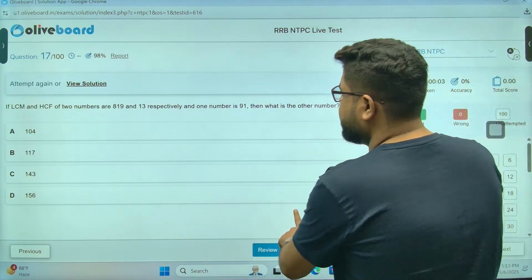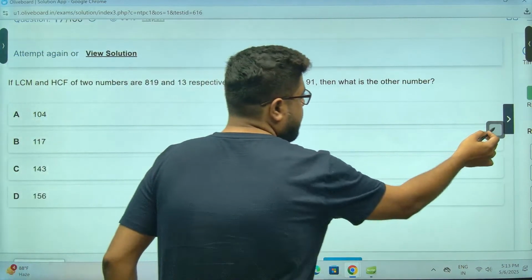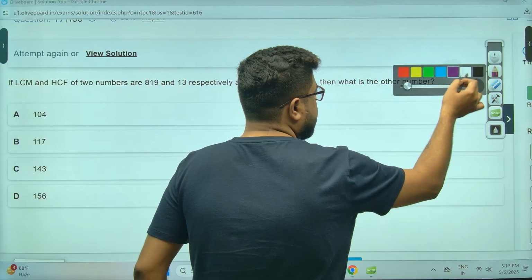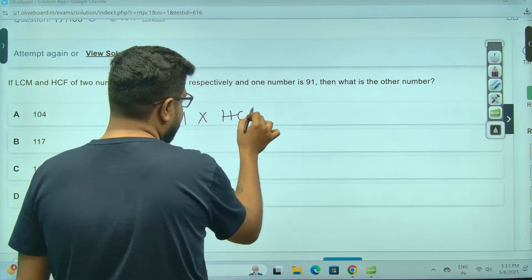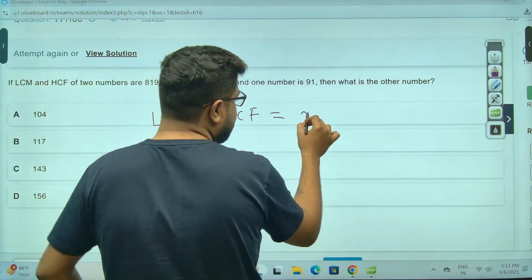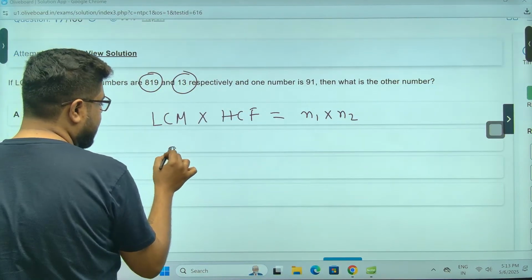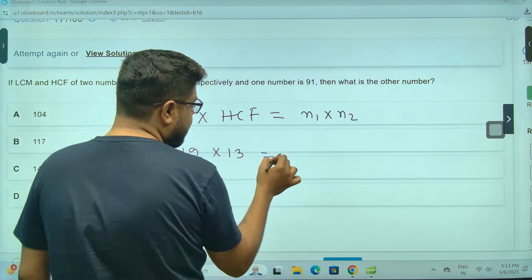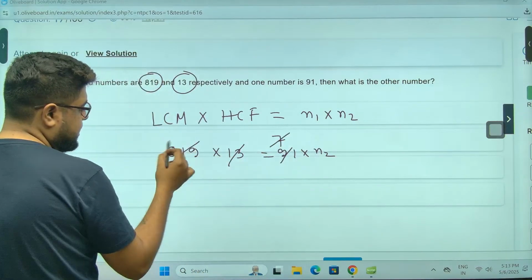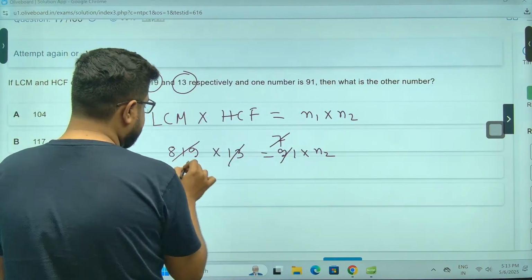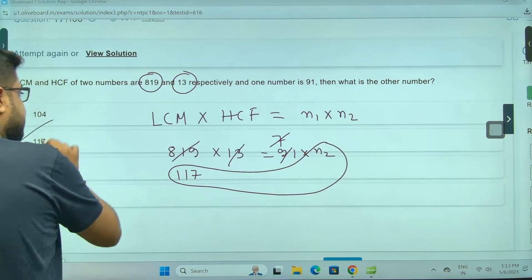So this is as simple as it gets. LCM, so it's very simple. We know LCM times HCF is equal to number 1 into number 2, the product of the numbers. So 819 into 13 will be 91 into the other number. 7 13s are this, 7 ones are 7, 7 7s are this. So N2, the second number, is 117.